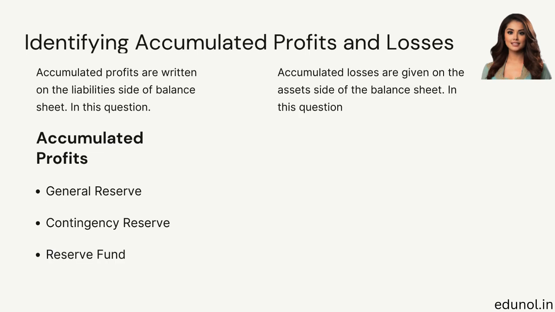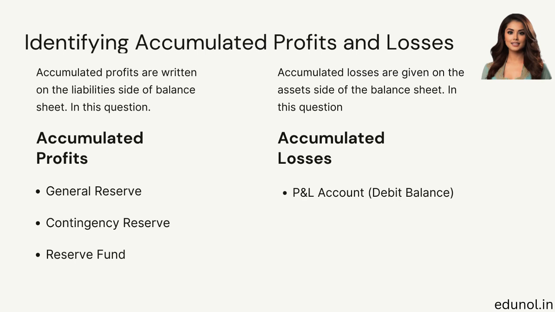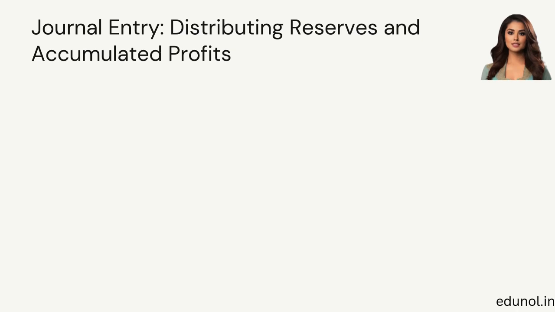Accumulated losses are given on the assets side of the balance sheet. In this question, accumulated losses are profit and loss account debit balance and deferred revenue expenditure. First, we will discuss the treatment for accumulated profits.